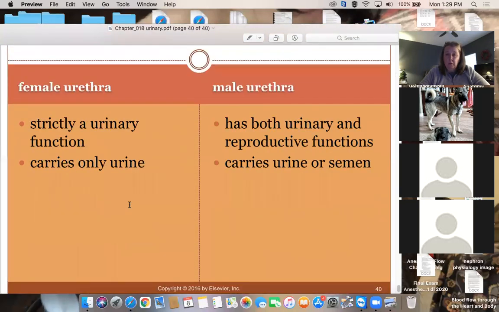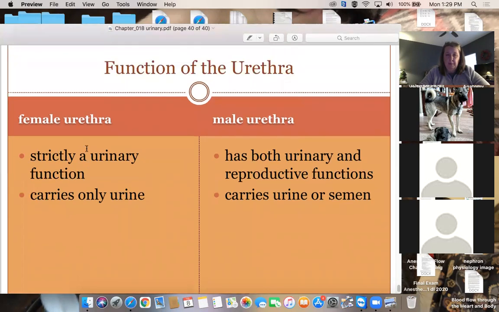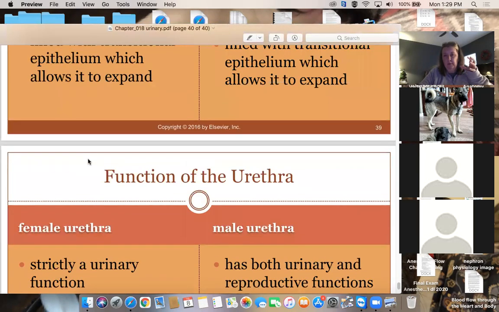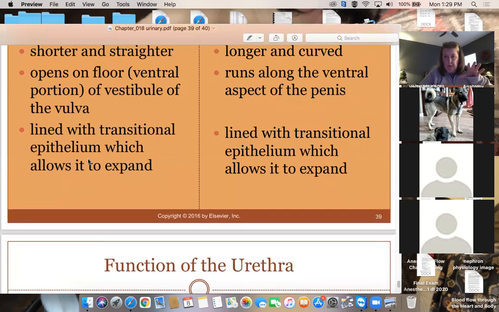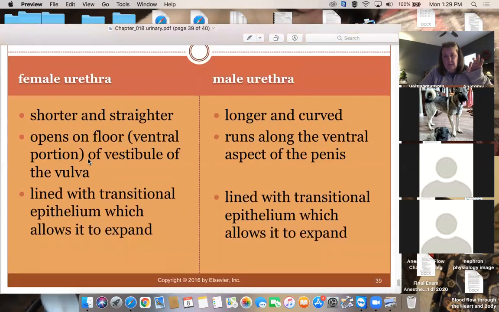The other difference is the function. A female urethra only carries urine. It is strictly urinary function only. The male urethra has urinary and reproductive function. It can carry urine, and during breeding, it carries semen. Let me go back to the picture. Now, we do reproductive anatomy not this coming week, but the week after. So I'll get into this a little bit more.